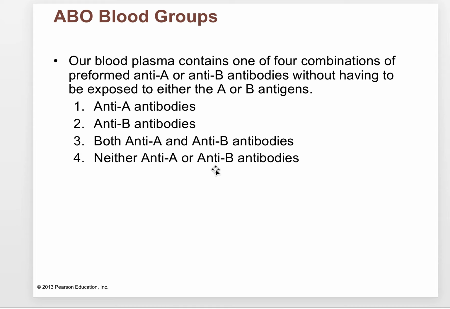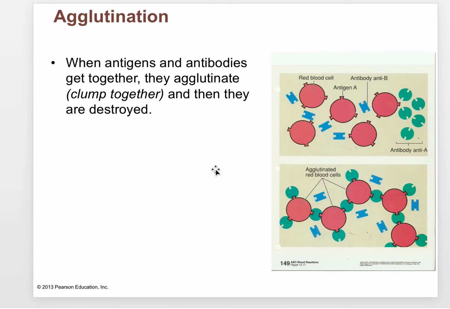Now, the plasma in our blood contains one of four combinations of antibodies. You have either anti-A antibodies or anti-B antibodies, or you have both anti-A and anti-B antibodies, or you have neither anti-A nor anti-B antibodies. Again, this is something you're born with. You're born with one of these four conditions. When an antigen and an antibody get together, they agglutinate or clump together, and then they're set up for destruction. Once they clump together, they're picked off by the spleen and by the lymphatic system, and they're destroyed and eliminated.